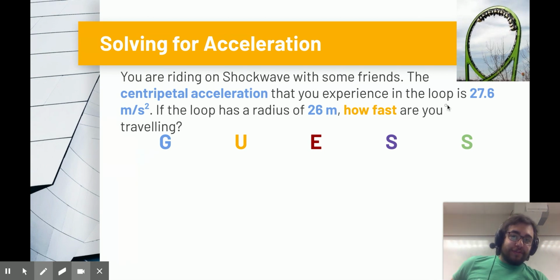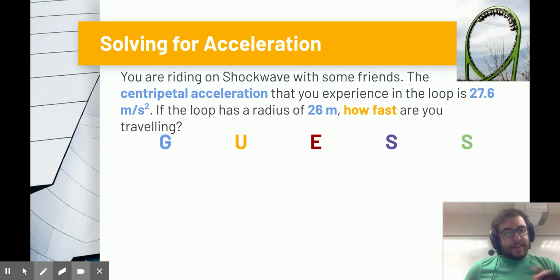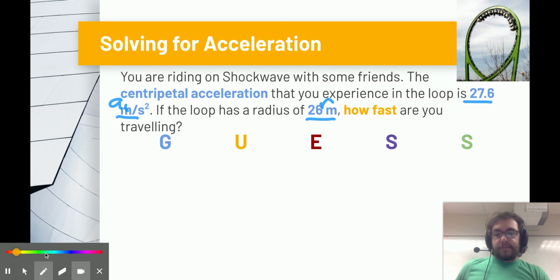But it's still fun. So you decide, you know what? I'm going to go on the Shockwave with some friends. You somehow were told right beforehand that the centripetal acceleration that you experience in the loop is this value, 27.6 meters per second squared. If the loop has a radius of 26 meters, that's my r, how fast are you traveling?